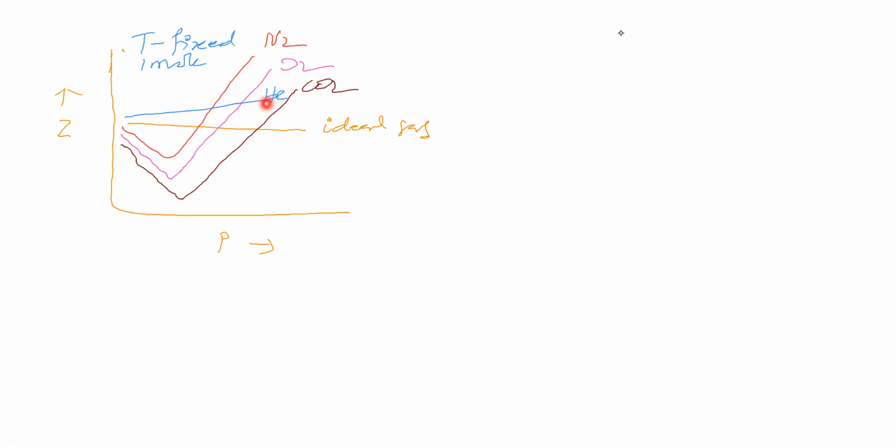Negative deviation in the sense what? Attractive force is dominating between the gaseous molecules. Attractive force is dominating in the sense gas can be converted into liquid. It cannot be converted into liquid if there is no attraction. So helium gas also we can liquefy. Helium gas can be liquefied. That means helium gas can show attractive force, that means a negative deviation by changing the temperature.